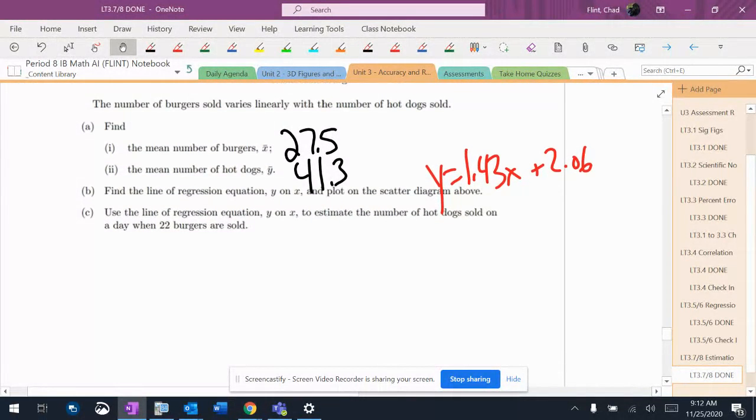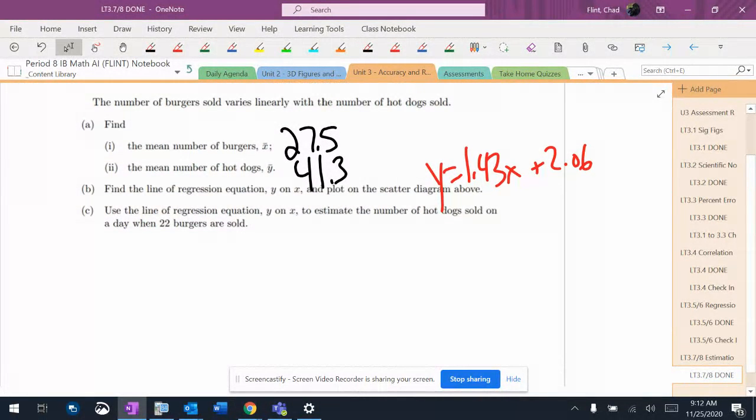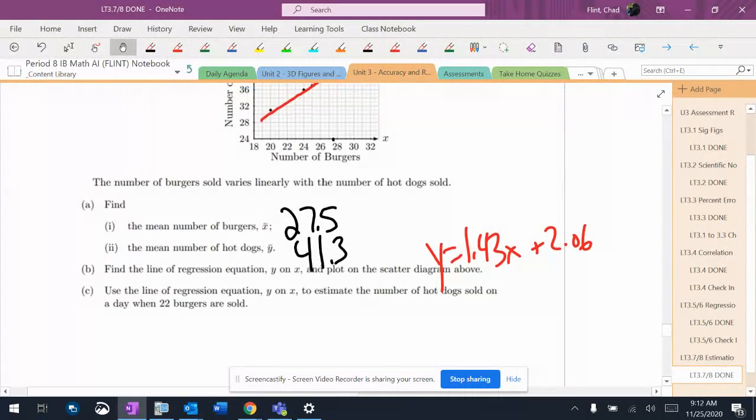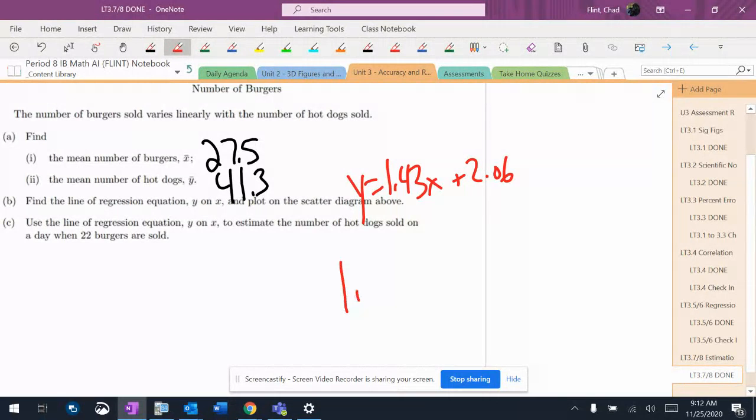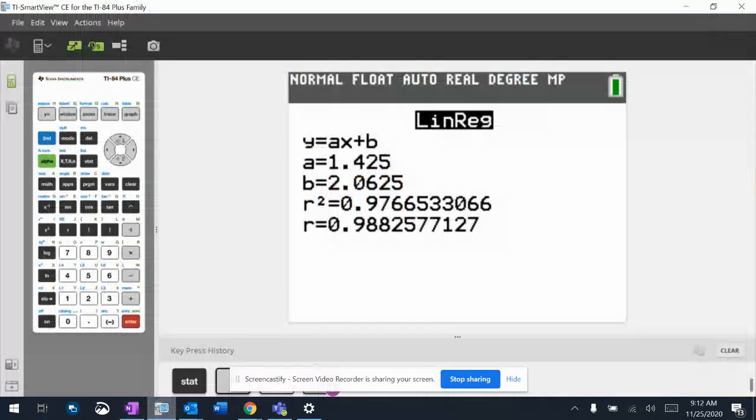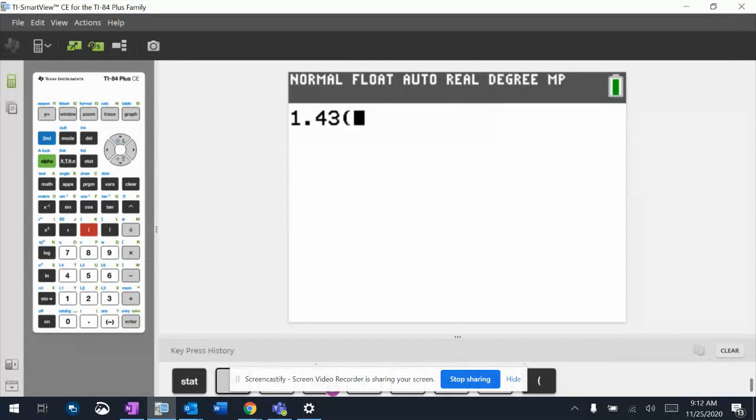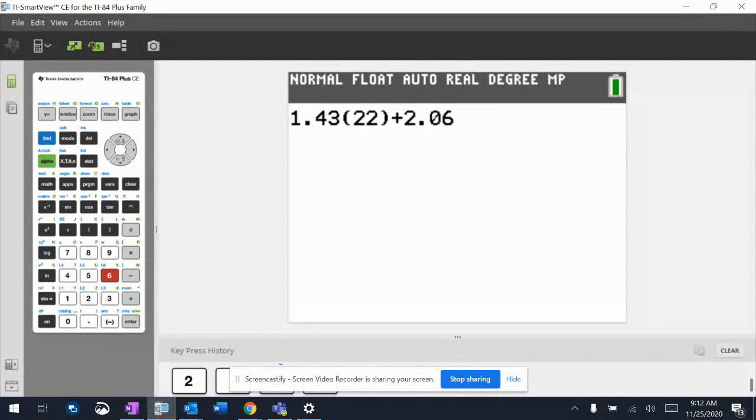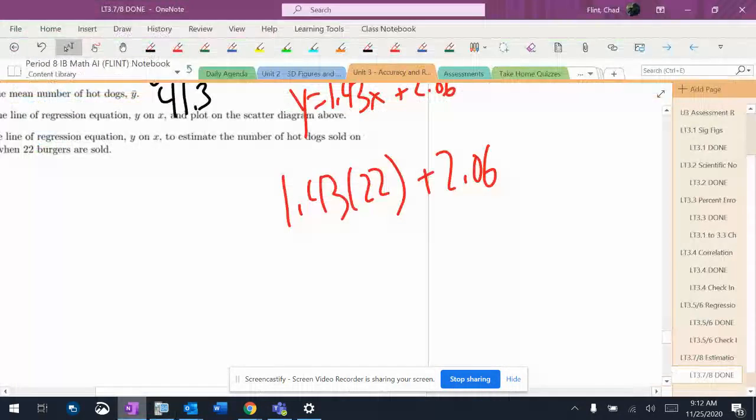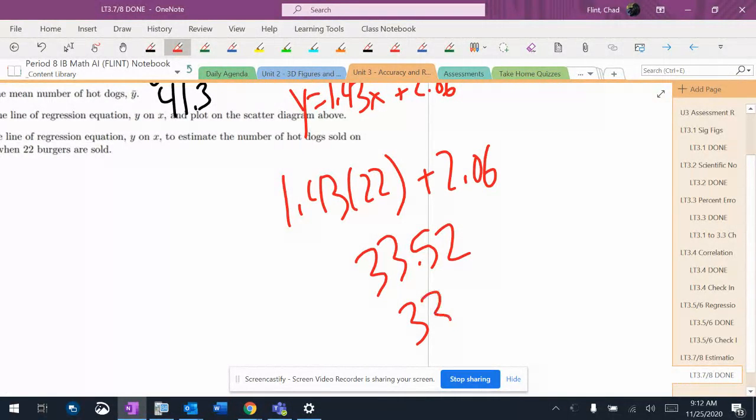It says use your regression equation to estimate the number of hot dogs sold when 22 burgers are sold. Super important here to make sure we read burgers is x. So that's going in for the x value. They may try to slip one in there where they're giving the hot dogs. So that's going in the calculator. So 33.52. Now again, I really should do 3 significant figures, 33.5.